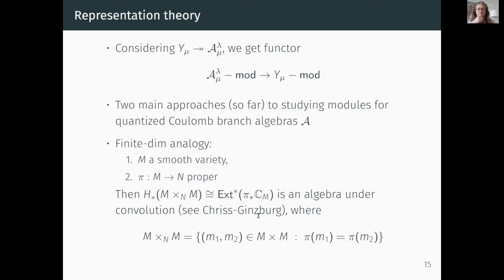And the case is that this Coulomb branch is an analogously defined thing, but the unfortunate part, as we'll see, is that you need to take infinite dimensional spaces here. And so it's very difficult to make sense of it, or whether things are well-defined is hard. But this is the motivation: what properties that are in the Chriss-Ginzburg book can you try to use to study Coulomb branches?